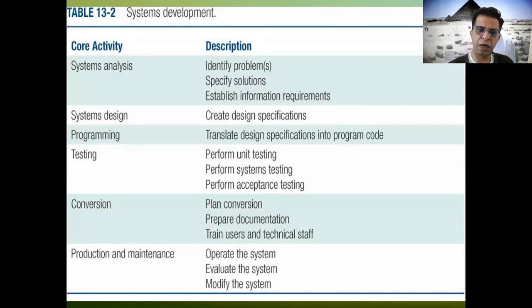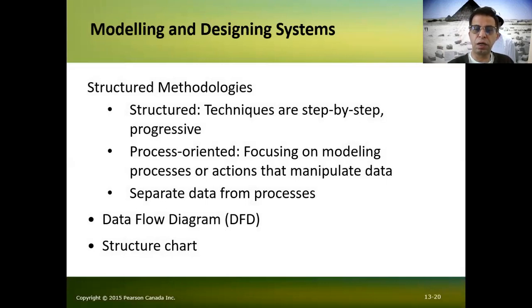So the system development, as we said, and the definitions are here: system analysis, system design, programming, testing, conversion, production, and maintenance. The descriptions are all there; you can take a look at them. Next, modeling and designing systems: the structured methodologies. A structured methodology is a technique that is step-by-step and progressive. It has a process-oriented focus on modeling processes, or actions that manipulate data, and it separates data from the process. They have different names, like waterfall and agile, and you get it done through that as a project manager. We will speak about project management in the next chapter.